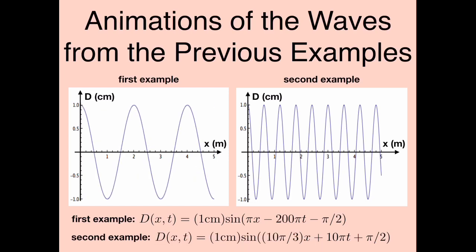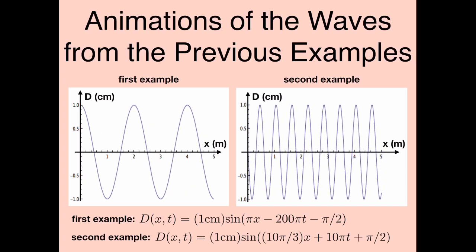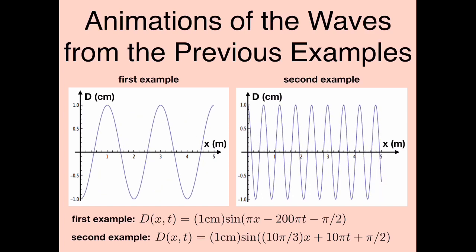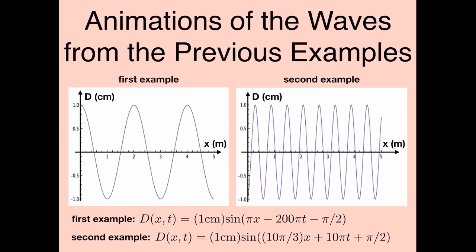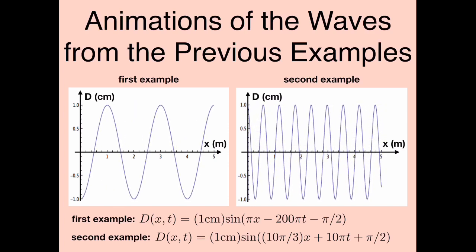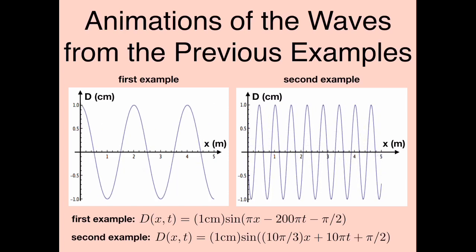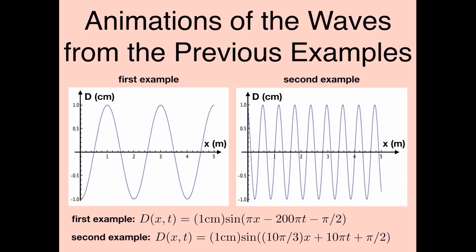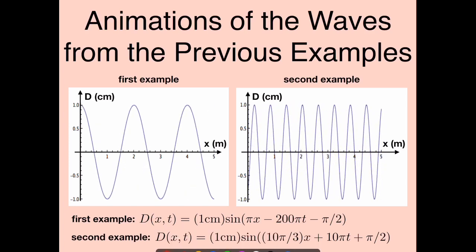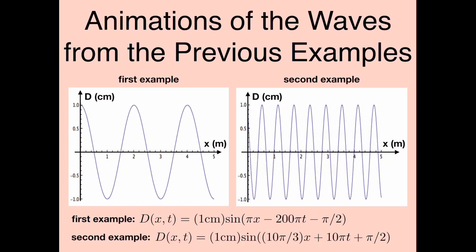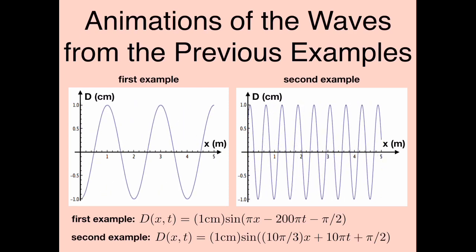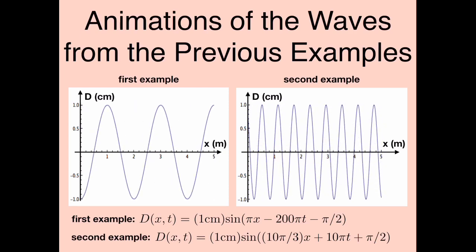The second example, we have a wave moving to the left at just 3 meters per second, so it's moving much slower. But again, you can see that one is moving to the left, the other is moving to the right. Another difference between the two is the wavelength. In the first example, the peaks of the wave are further apart, so it has a longer wavelength. In the second example, we have a shorter wavelength. So that's a comparison of these two examples.